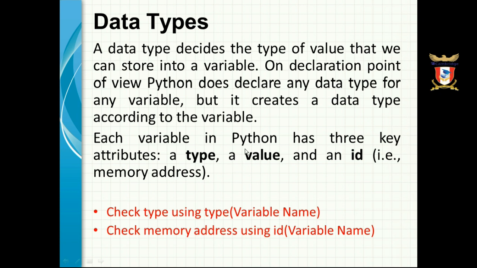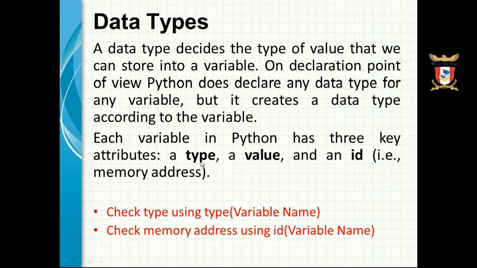So we can check the value of a variable, the type of a variable, and its id. To check the type of a variable assigned by Python, we have the type function, and you have to pass the name of the variable as a parameter. To check the memory address of that variable, we have a function in Python called id. You have to pass the variable name.